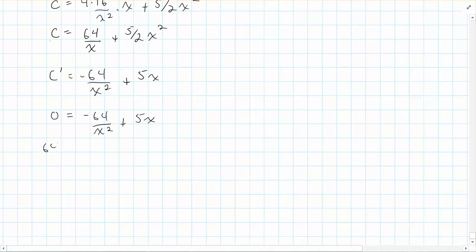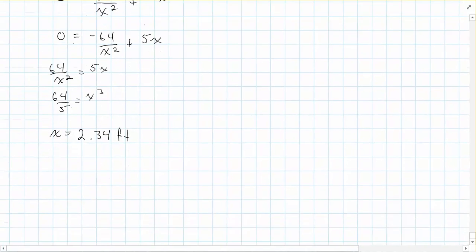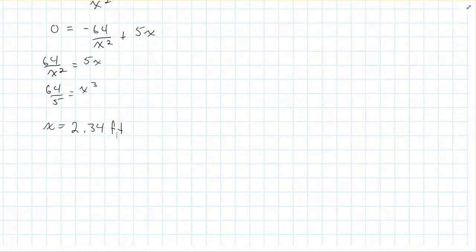And if we do that, we'd get 64 over x squared equals 5x. 64 over 5 is equal to x cubed. And then you get 2.34 feet. Now we have to make sure that I found a maximum here, or sorry, not a maximum, we're minimizing cost, so I need to make sure I found a minimum.